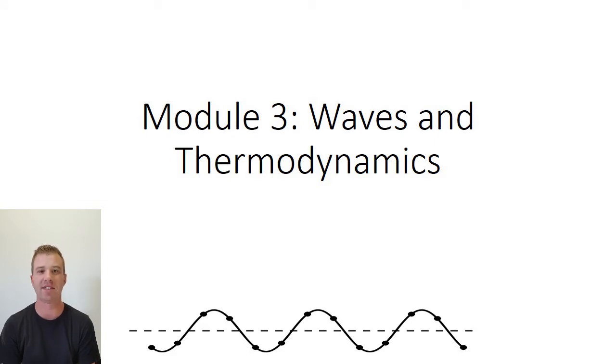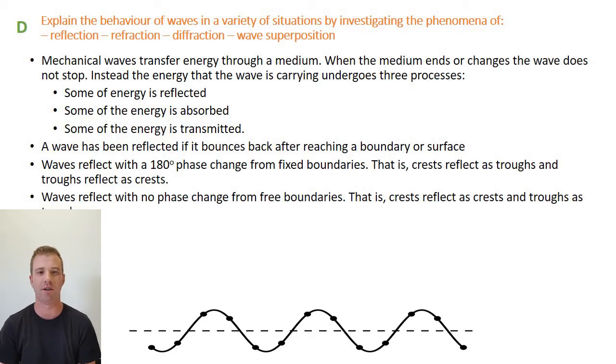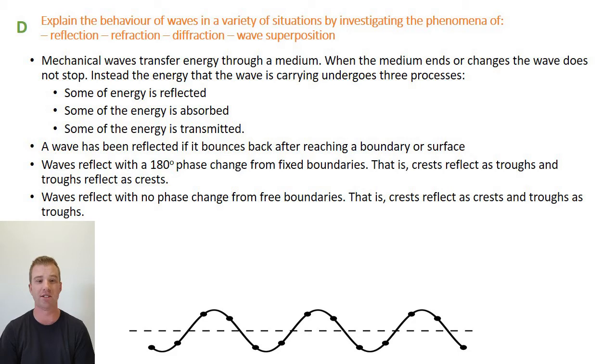I'm going to be answering just reflection and refraction in this video because it's such a large dot point. So let's have a recap on what we've learned so far. Mechanical waves need a medium to transfer their energy. When the medium ends or changes, the wave does not stop. Instead, the energy of the wave undergoes three processes. The energy is reflected, absorbed, or transmitted.